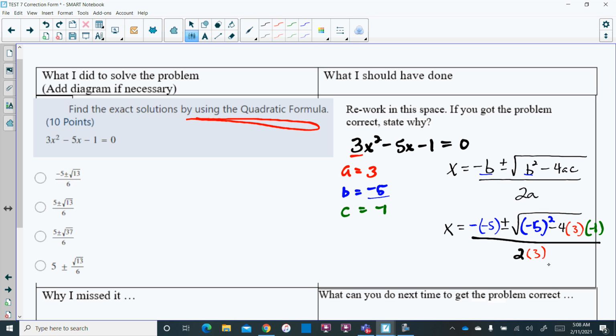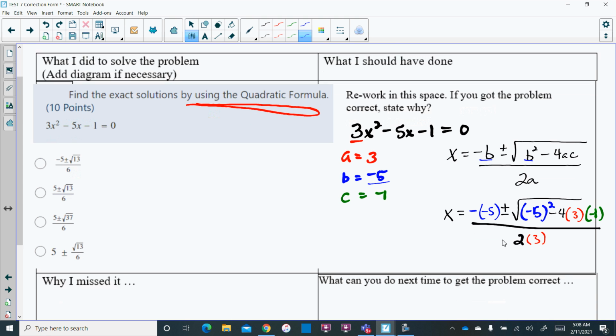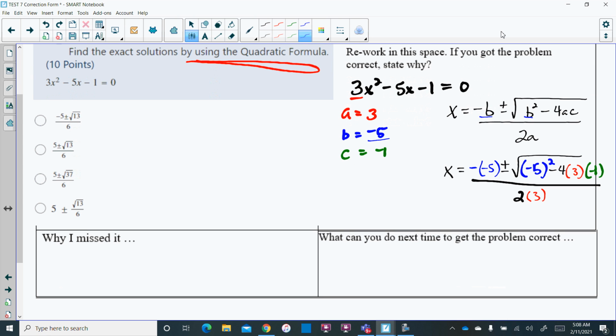So you can see how I substitute the parts in each one. So now we're going to simplify. So right here, a negative times a negative, that's going to make that a positive. I'm going to have to come down here. Sorry, guys. So we have 5 plus or minus the square root of 25. Then we're going to minus 4 times 3, which is -12. Then times a -1, that makes this plus 12 here. This is all over 6.